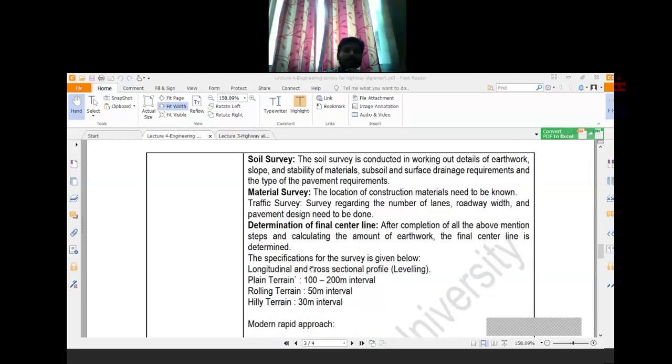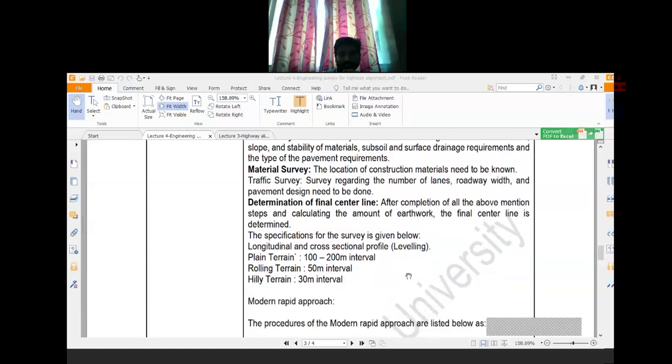Then the determination of the final center line. After all the study, we go for an extensive analysis of all these alternative routes, and after that we decide which route will be final. Now the specification of the survey is given over here.